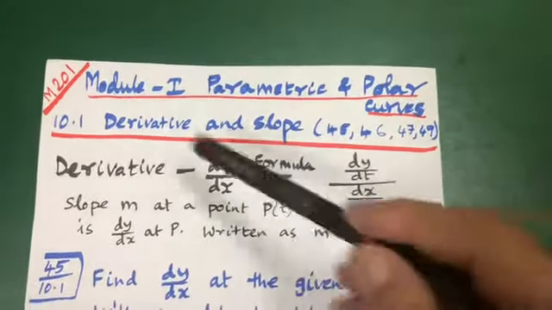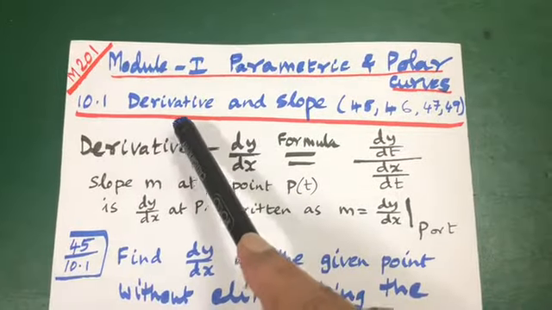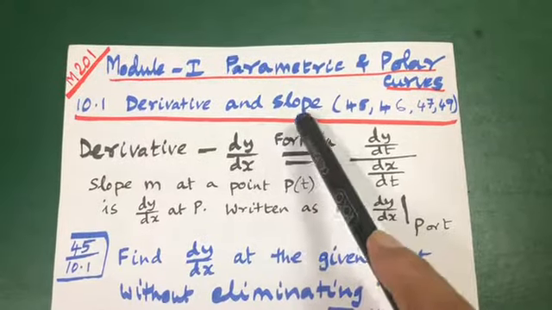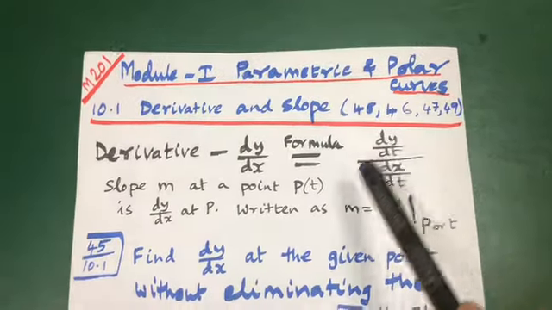Welcome friends. This is Math 201 Module 1, Parametric and Polar Curves. We are now starting with 10.1, Derivatives and Slope. We are doing 4 problems: 45, 46, 47 and 49.